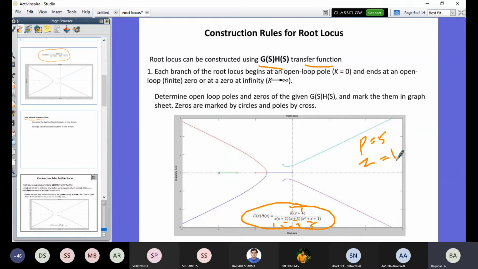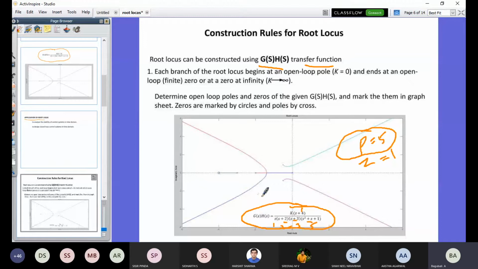Are you understanding my point? The number of open loop poles is equal to the number of branches of the root locus. Can you say how many root locus branches there are then? 5 root locus branches, dear. Very good. There are 5 open loop poles.